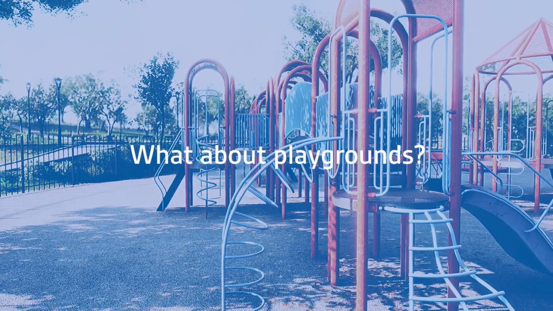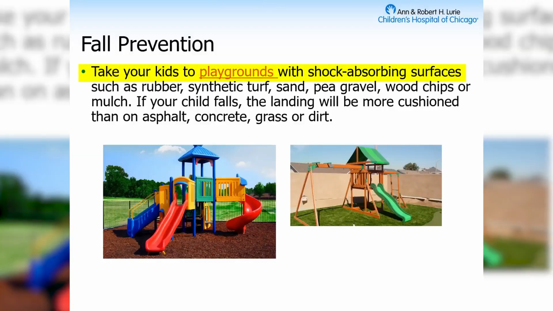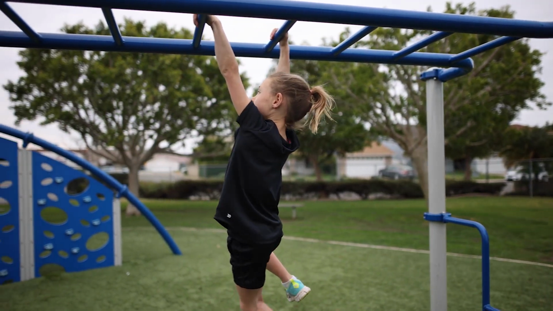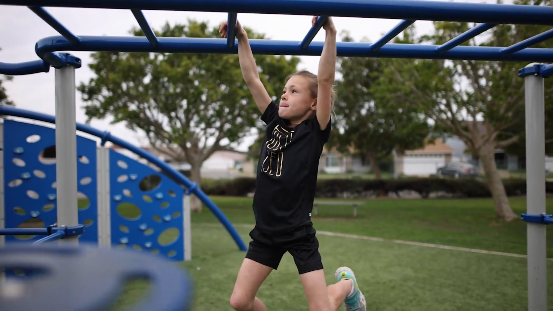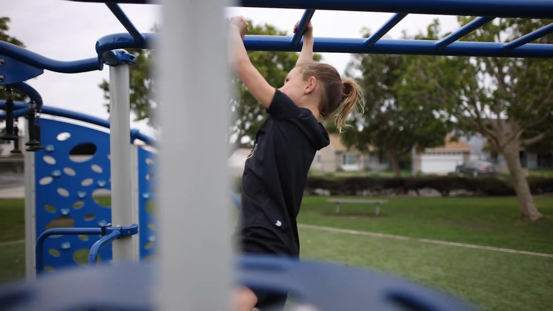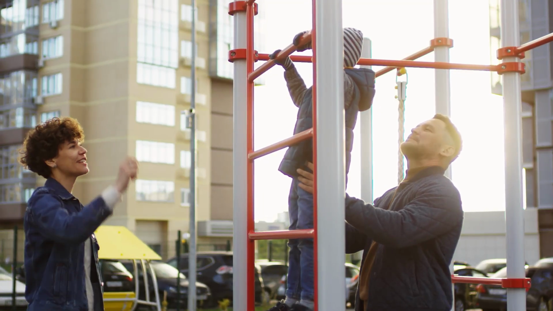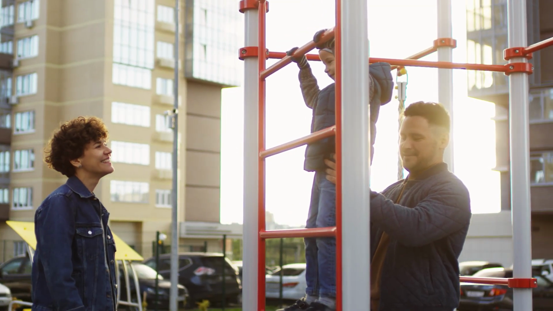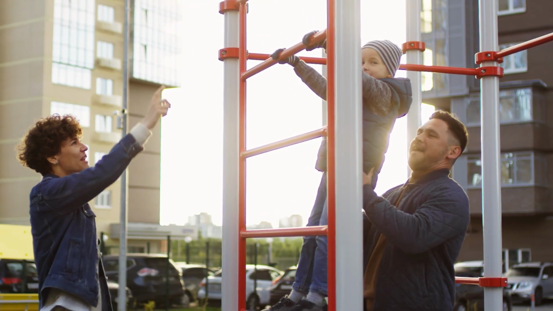But what about playgrounds? Take your kids to playgrounds with shock-absorbing surfaces. Most playground injuries are caused by a fall from the monkey bars onto an outstretched hand, which causes a forearm or an elbow fracture. Supervision is the most important factor in preventing or minimizing playground injuries.